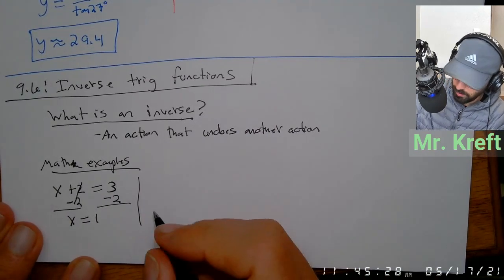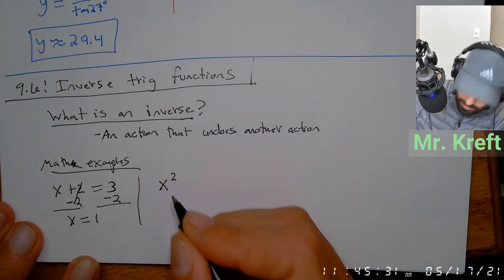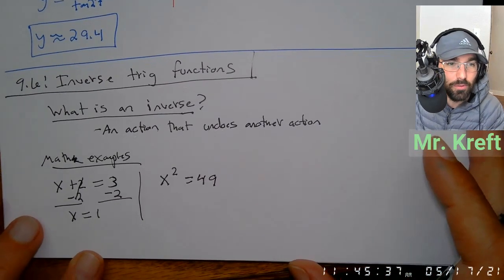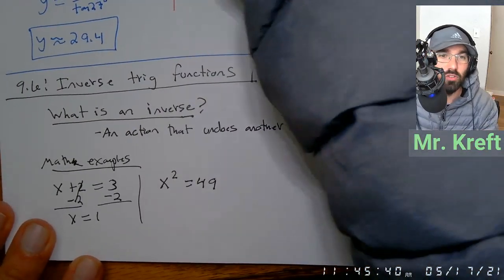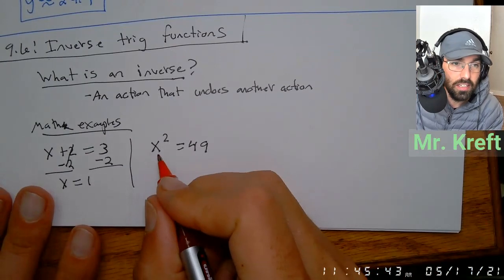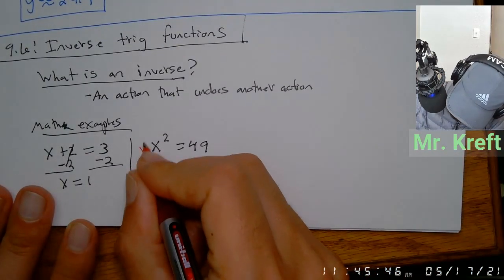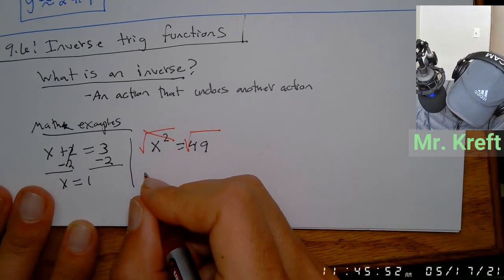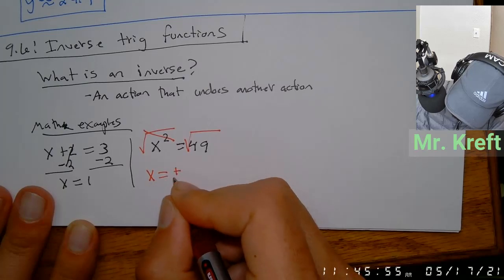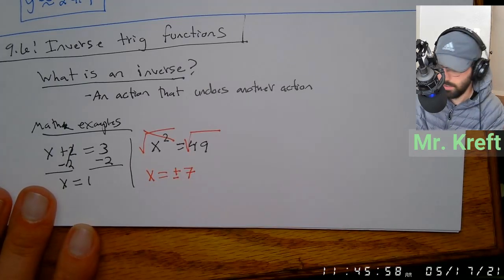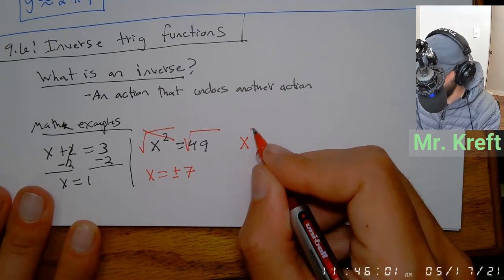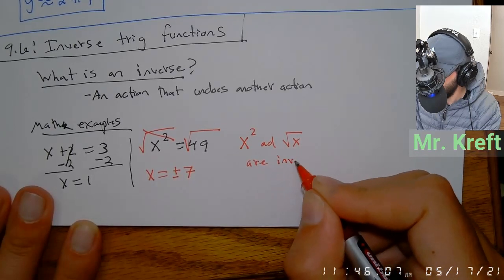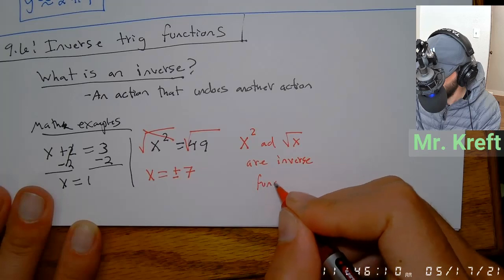Another example, this is an example of a function. If I have x squared equals 49, what is the inverse of x squared? This is where we're getting into functions, inverse functions. The inverse of x squared is the square root. So they cancel out, and I get x equals plus or minus 7. So x squared and square root of x are inverse functions.